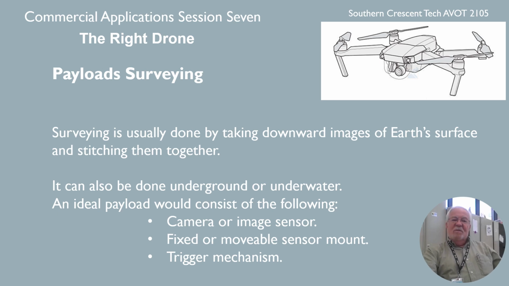But for surveying, you need a camera or something that makes an image, right? You can use a fixed or movable sensor mount because you're just keeping it pointing straight down or at an angle. And you, of course, need a trigger mechanism, which would again be transmitted from the ground control station to the flight controller. The flight controller will send it to the camera controller. The camera controller will send it to the camera to click the picture as it goes along. Click, click, click as it's flying along. Make sense? Yeah.